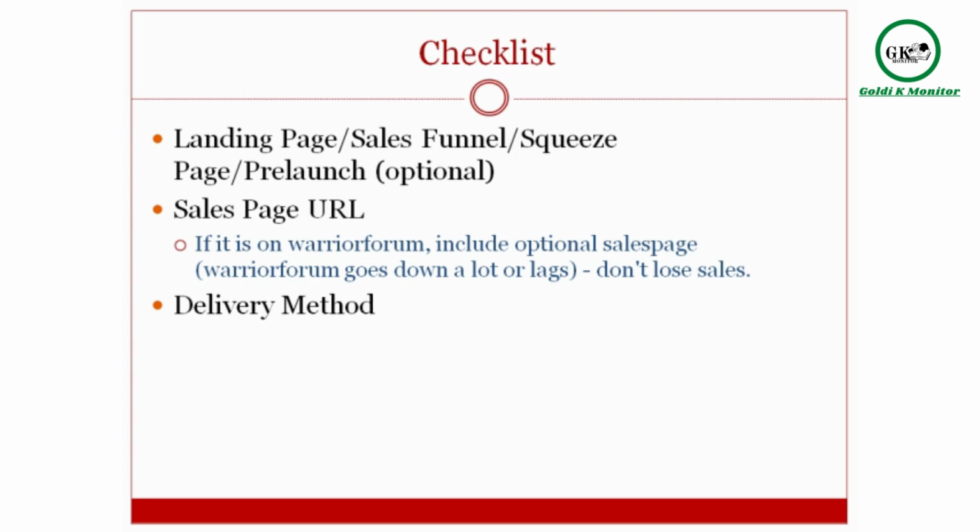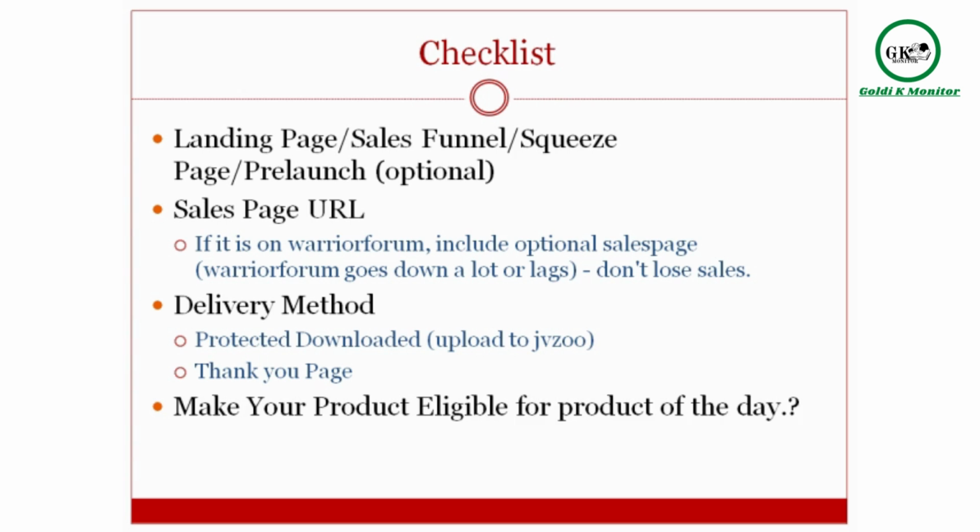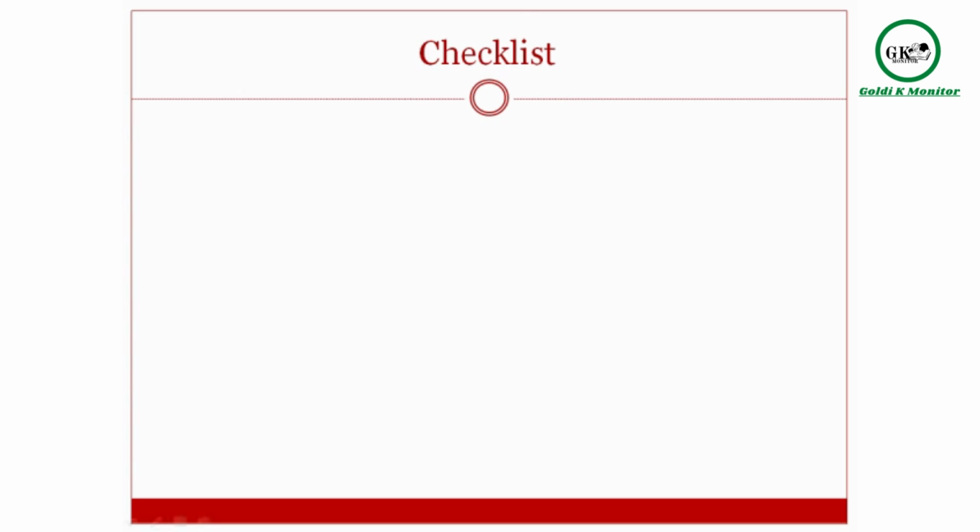You're also going to need to specify the delivery method. You have two choices in this case. You can either upload your files to JVzoo if your product is small in size, or you can have your own thank you page. In this specific video course, I'm going to assume that you're going to go the route of having a thank you page, because uploading your files to JVzoo is an option as well. And also you need to specify whether you want to make your product eligible for product of the day. I don't see why not. That could mean more sales to you, so definitely check that box.